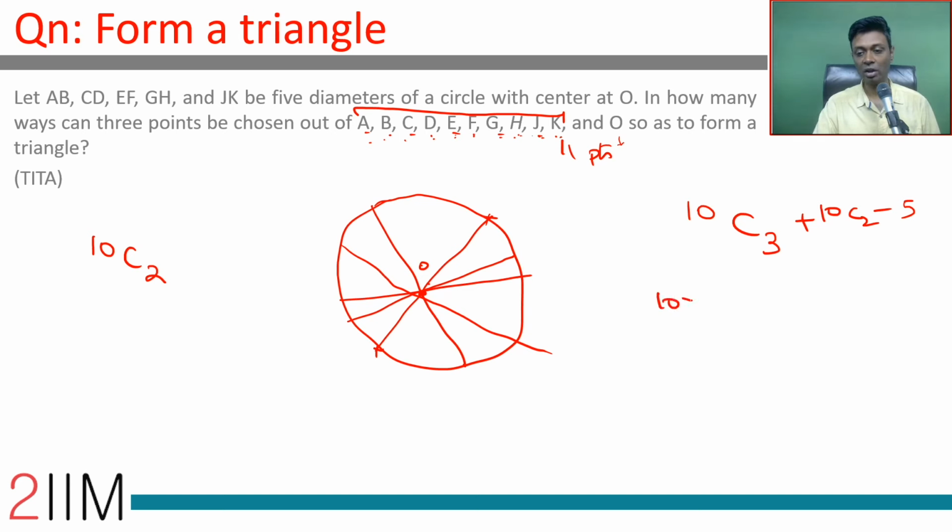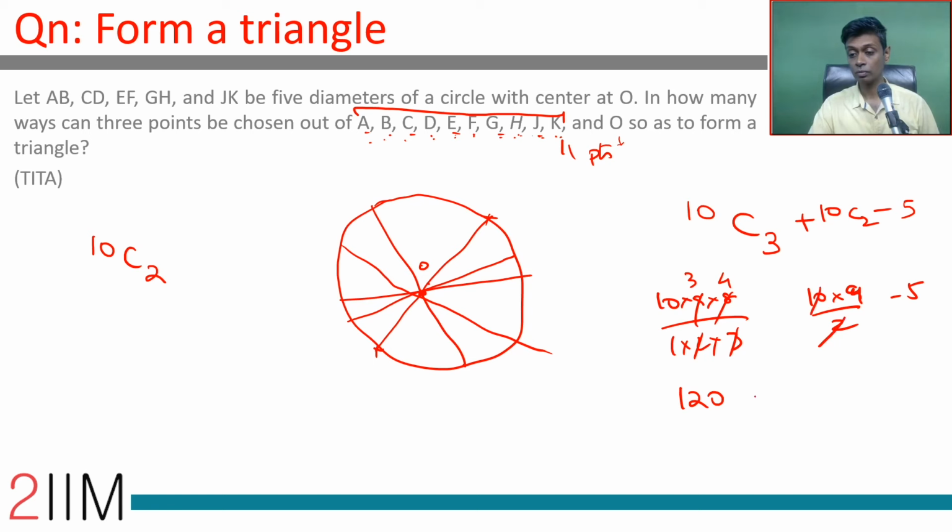So 10C3 is 10 into 9 into 8 by 1 into 2 into 3. 10C2 is 10 into 9 by 2, minus 5. So this is 3, 8 into 4. 8 by 2 is 4, 120 plus 45 minus 5. 120 plus 40, 160.